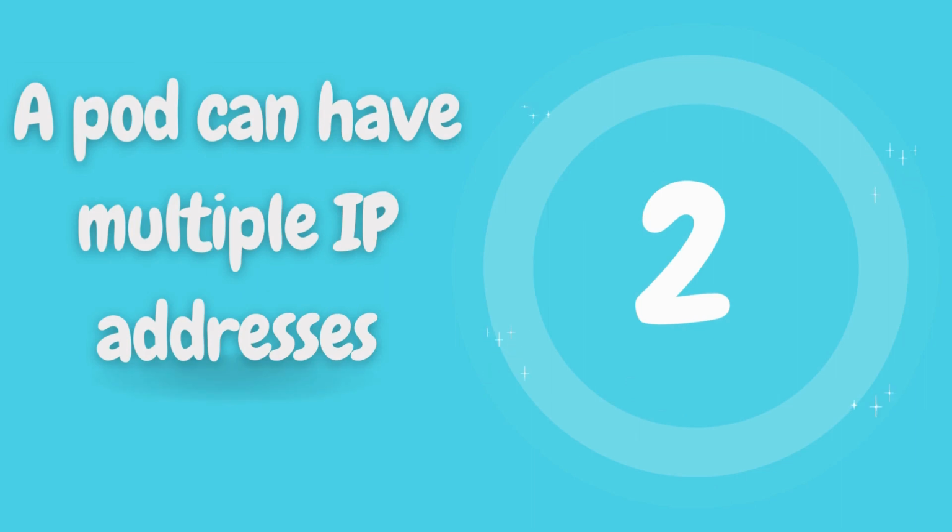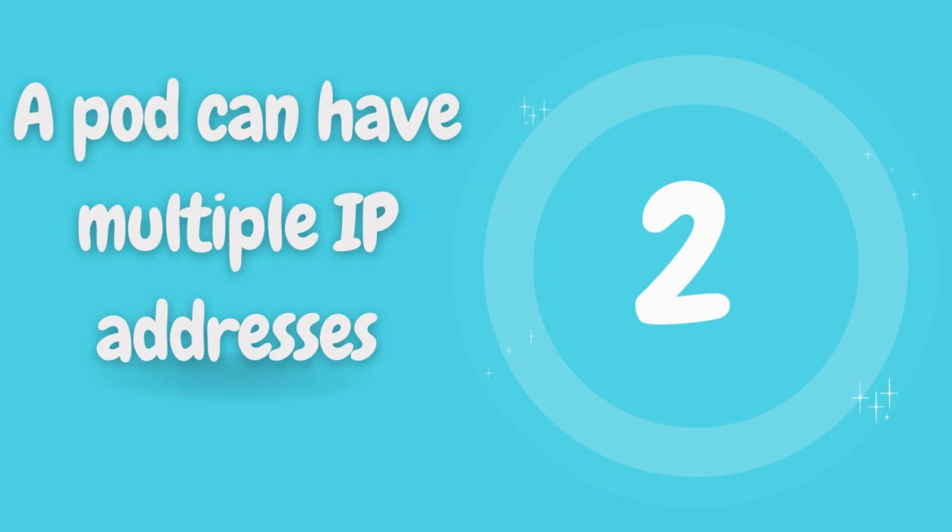A single pod can have multiple IP addresses. So what exactly does it mean? Basically, a pod has an IP address assigned to it, but it can also have multiple IP addresses if it has multiple network interfaces, or if it uses network plugins like CNI. Basically, it stands for Container Network Interface.